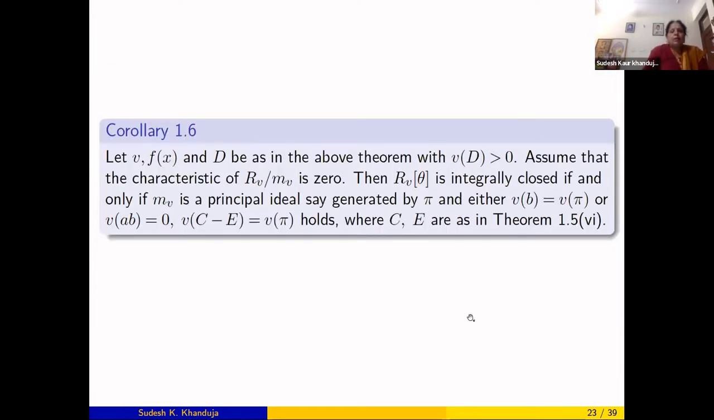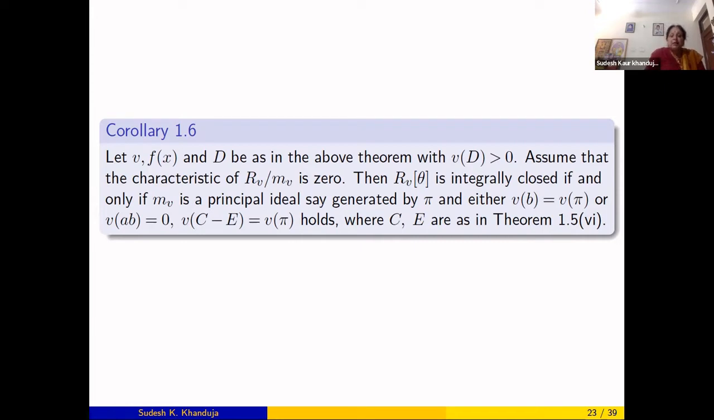So this yields a beautiful corollary. Let V, fx, and D be as in the above theorem with Vd greater than 0. Assume that the characteristic of RV mod M is 0. Things become very simple. Because in Z, when we consider the p-adic valuation, the characteristic of the residue field is positive p.